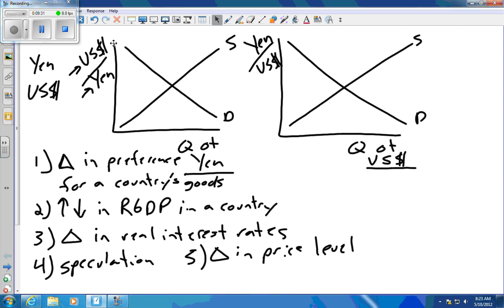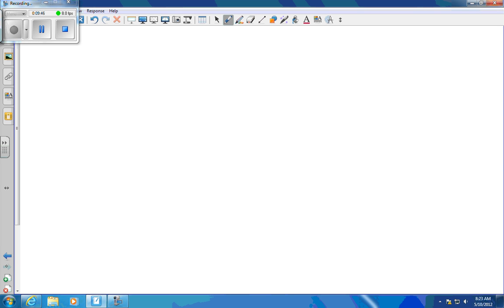All right, so we have that list there. Those are really the five things that can cause it. And then what you want to know is what is going to be the impact of this on exports and imports, all other things being equal. Well, if a currency appreciates, it means it goes up in value. And I'll graph this in a second.